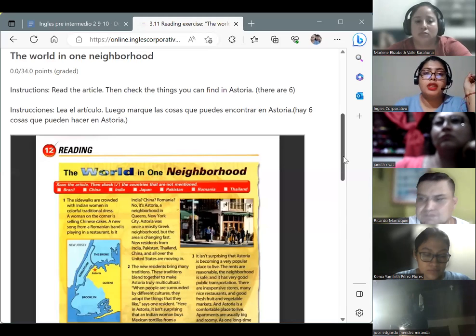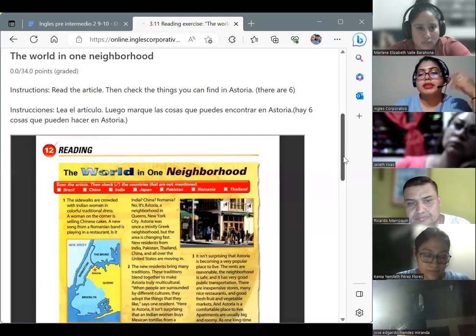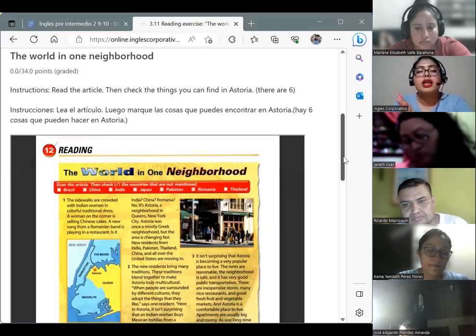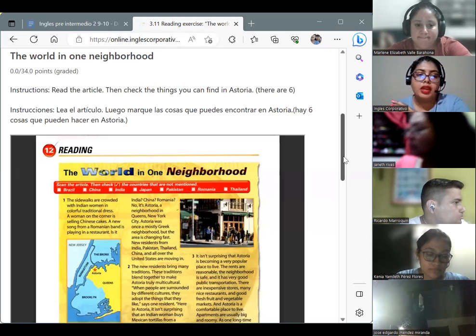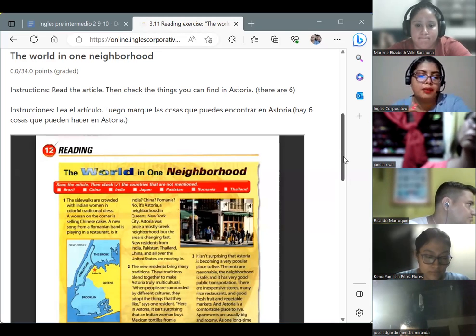This one is the reading part. The word in one neighborhood. Esta es la parte de la lectura. Vamos a leer otra vez el artículo. Voy a ayudarles a leer el artículo solo para que vayamos viendo algunos elementos de esta parte y también porque vamos a hablar un poco sobre la lectura.